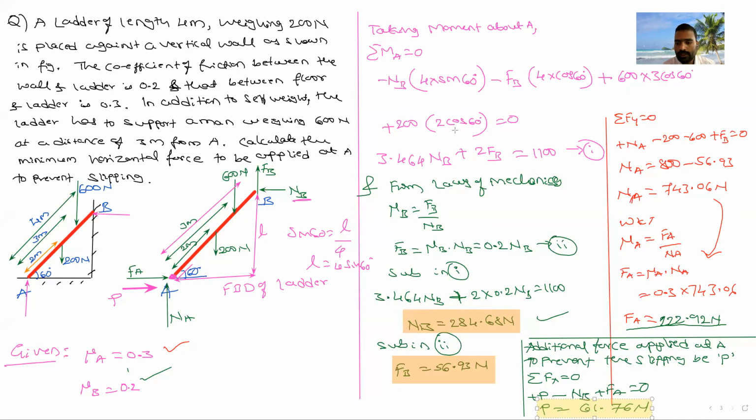So we'll stop now. We'll continue in the next class. So all of you solve this one. Substitute the value of NB and FA. You will get the value of 61.76. Okay, we'll stop now. We'll continue in the next class. Okay, thank you all.